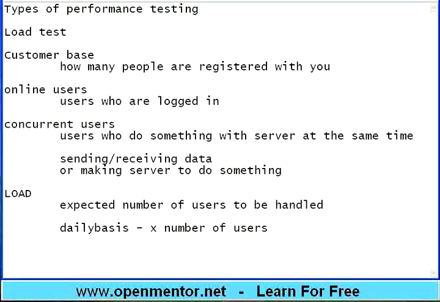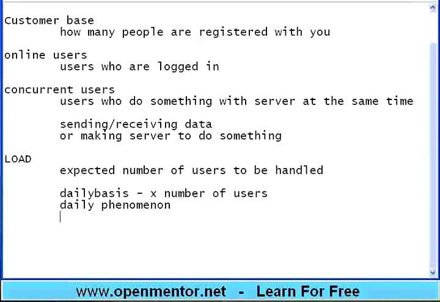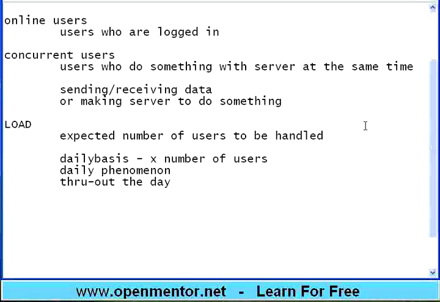Our web application must handle those people. Load is a daily phenomenon, right? It happens daily, and load may happen throughout the day. Maybe 5 people come between 10 and 11, 20 people may come between 11 and 12, 25 between 12 and 1, right? So counters are being loaded throughout the day, but they are not an exceptional number of people coming. But at least your web application must handle X number of users.